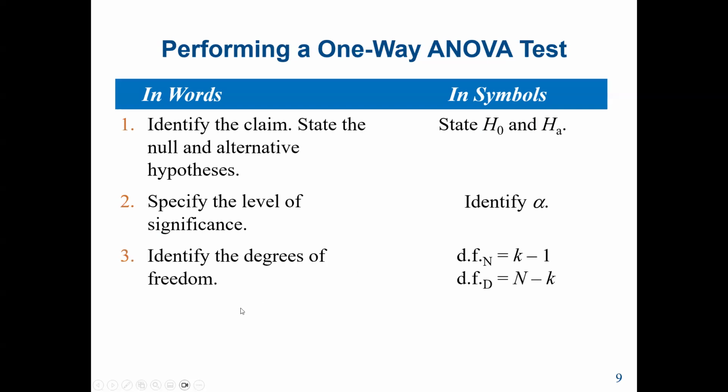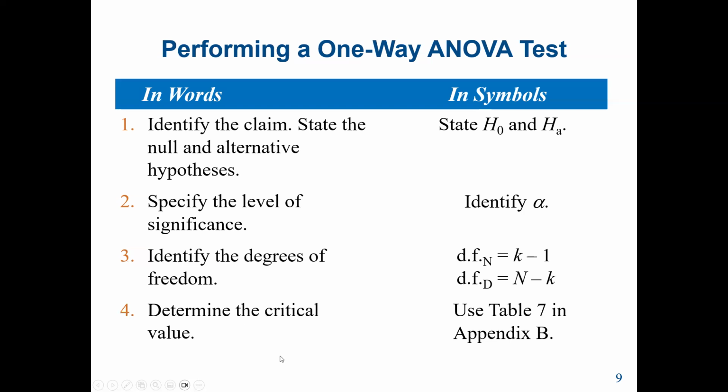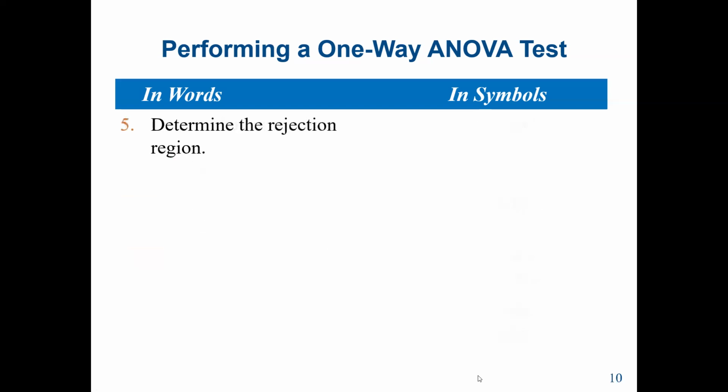Then we identify the degrees of freedom. So we have 2 formulas here: degrees of freedom for the numerator and degrees of freedom for the denominator. So it's k minus 1 and N minus k. Again, uppercase N is the size of all the samples combined. Then we can determine the critical value using, in our textbook, Table 7 for the F table. We know alpha, we know the degrees of freedom for the numerator and denominator, so we can find it.